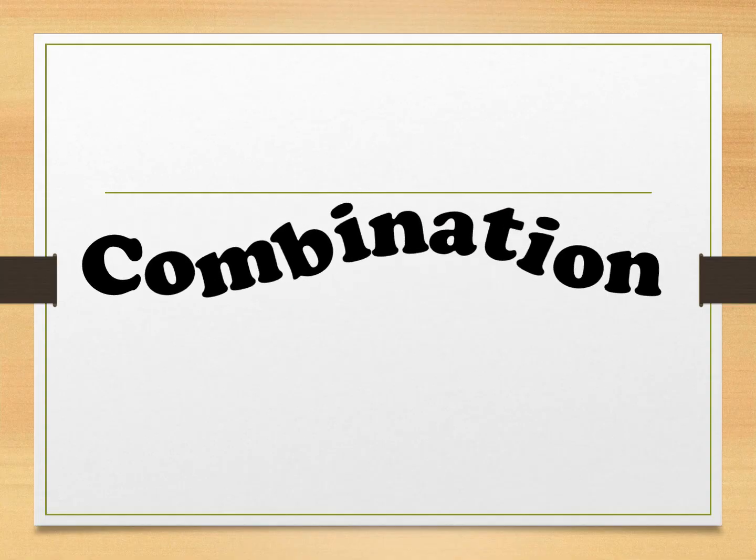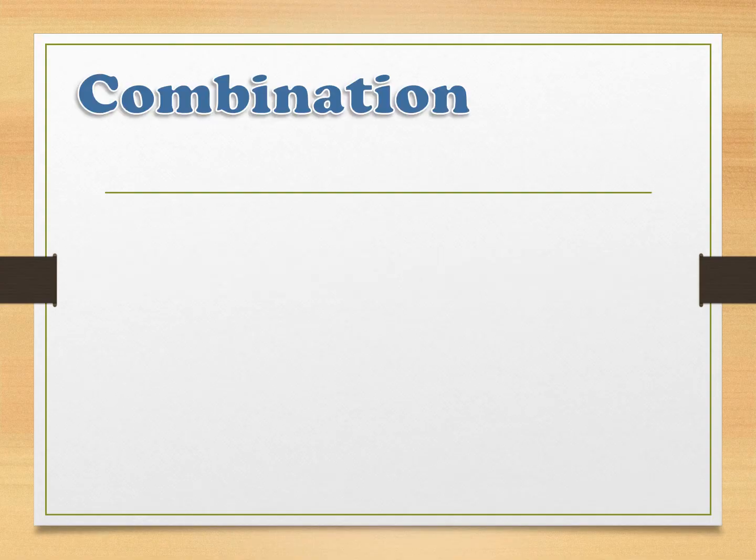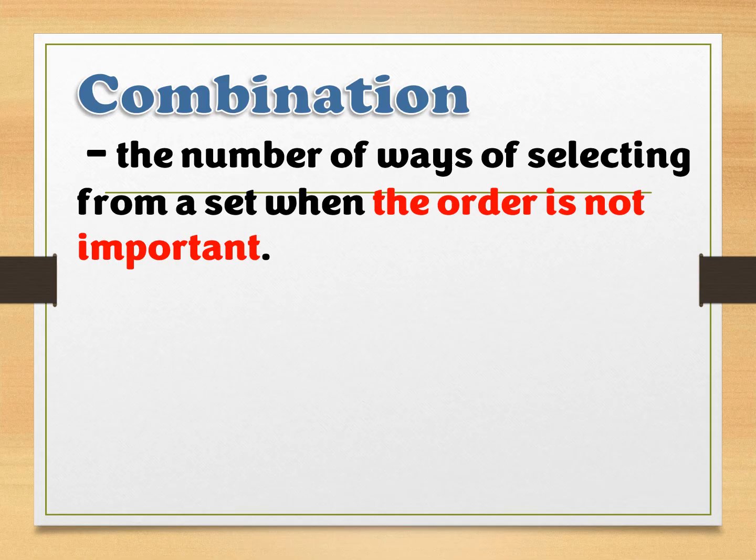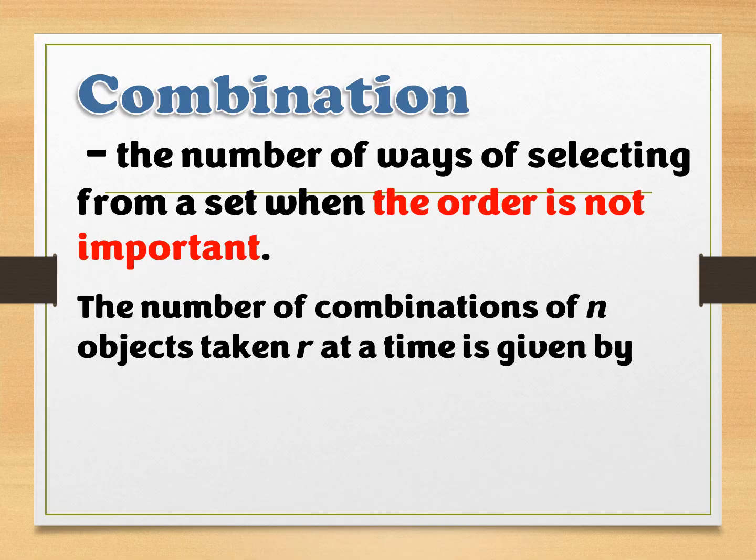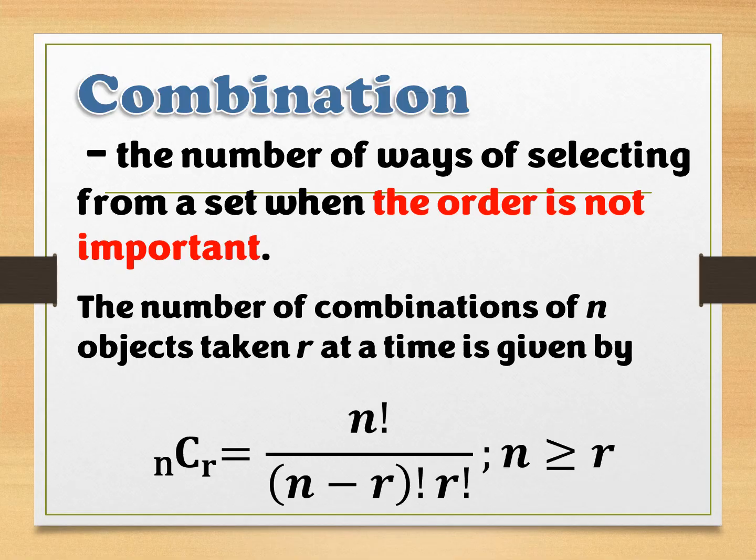In this video, we will discuss combination. Combination is the number of ways of selecting from a set when the order is not important. So the number of combinations of n objects taken r at a time is given by the formula: the combination of n objects taken r at a time is equal to n factorial all over the quantity of n minus r factorial times r factorial, wherein n is greater than or equal to r.